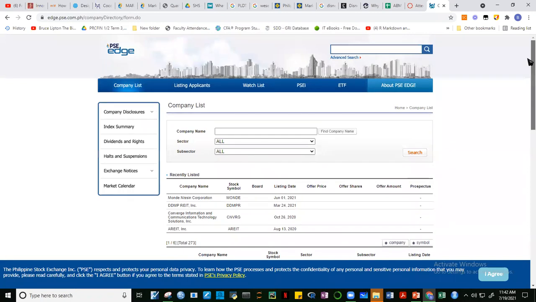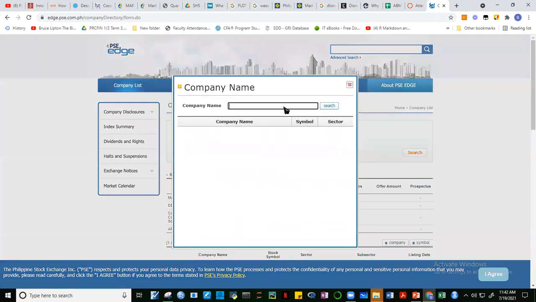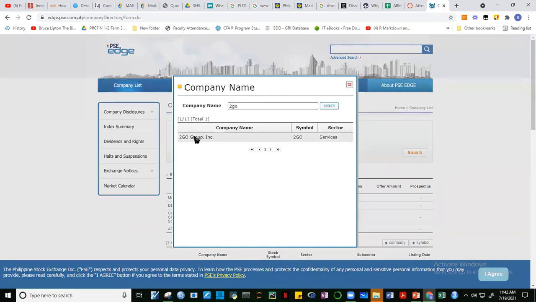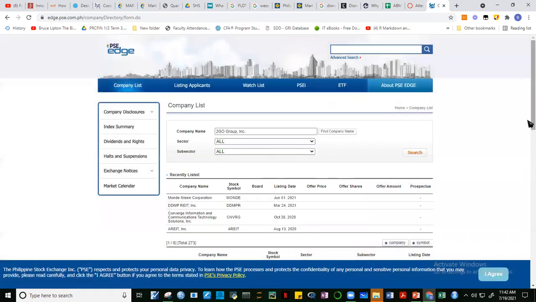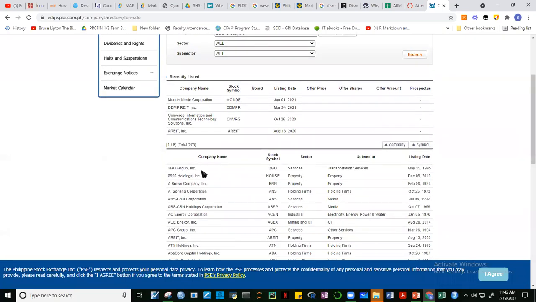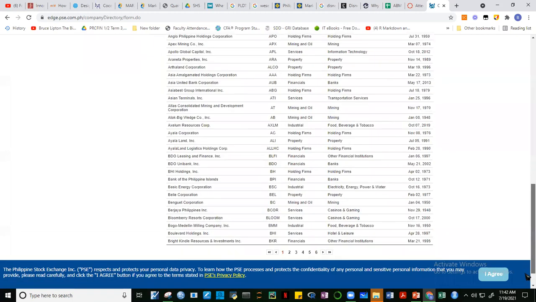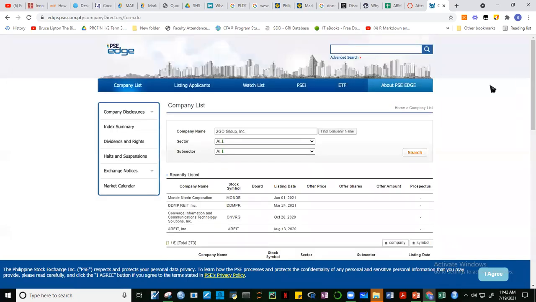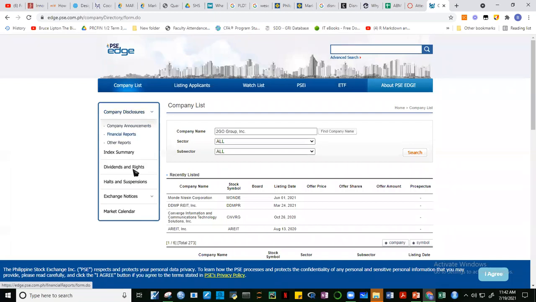Okay, tingnan natin ha. By ticker symbol na 2GO. Ito na pala, no? You can find other information about 2GO. Company list, and then okay, company disclosures, company announcements, etc.